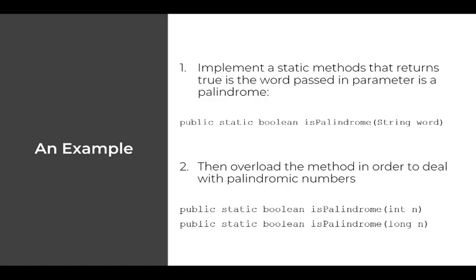Let's consider the implementation of the following example. We want to create a class palindrome, and within that class we want to create a static method isPalindrome, taking one parameter of type string. This method returns true if the string is a palindrome and false otherwise.